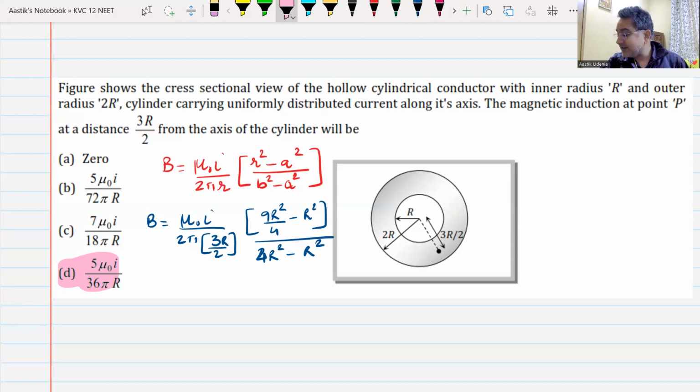Do we understand this? Yes or no? Yes, sir. Everyone understands this? Yes, sir. Pakka, sir.